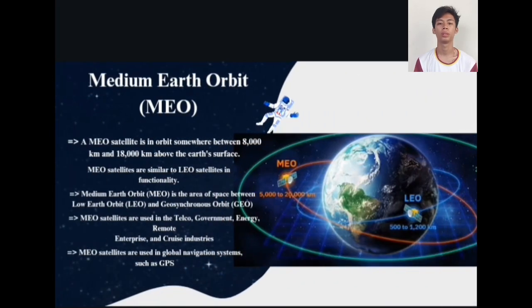Medium Earth orbit or MEO. A MEO satellite is in orbit somewhere between 8,000 and 18,000 km above the Earth's surface. MEO satellites are similar to LEO satellites in functionality. Medium Earth orbit is the area of space between low Earth orbit and geosynchronous orbit. MEO satellites are used in the telecom, government, energy, remote enterprise, and cruise industries. They are also used in global navigation systems such as GPS.